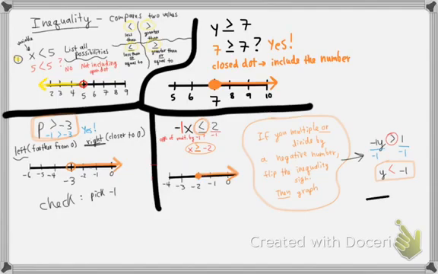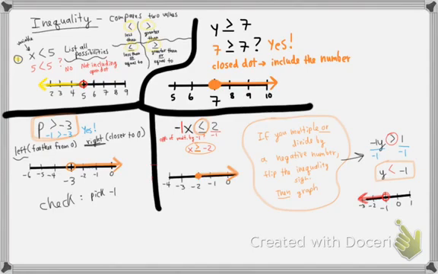And this is how you would graph it. -1 in the middle, 0 over here, +1, -2, -3. Let's see, the symbol is less than, so I want to have an open dot. I do not want to include -1. And I want numbers smaller than -1. So smaller means to the left. So if you pick any number in the red there, it is going to be true, okay?